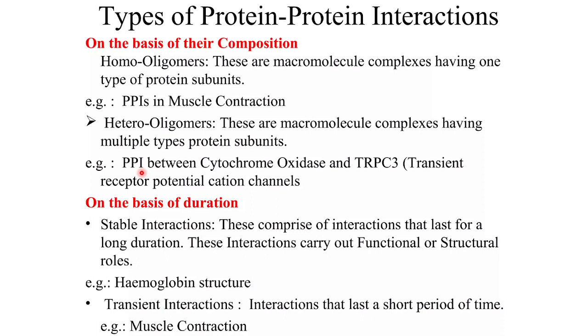Okay, so when we categorize these protein-protein interactions based on duration, you have the stable interactions, which last for a long duration and are very stable. From the name, you can understand that the interaction is very tight, so you call it a stable interaction. There are numerous bonds or interactions occurring between, say, the amino acids of the two proteins. So we call it a stable interaction, like what we observe for the hemoglobin structure.